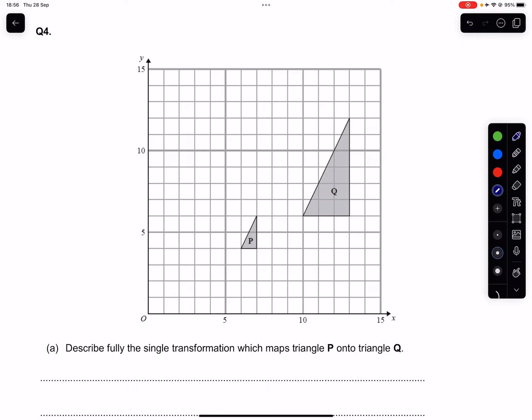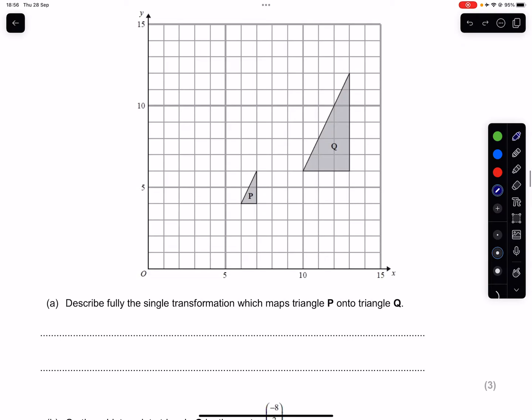Question 4. Describe fully the single transformation which maps triangle P onto triangle Q. Now, this transformation should be obvious by looking at the sizes of these. This triangle has been made bigger to make triangle Q. This would also apply for smaller. Both of them are known as an enlargement. So the first mark here is for quoting an enlargement.